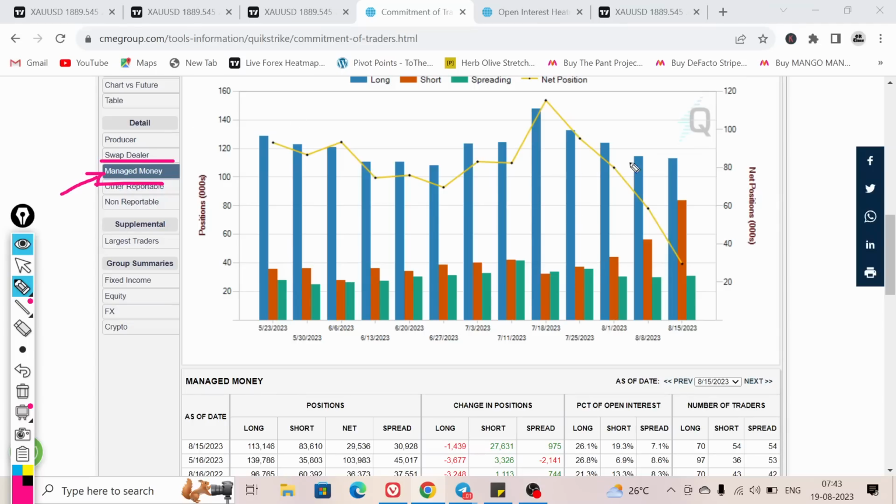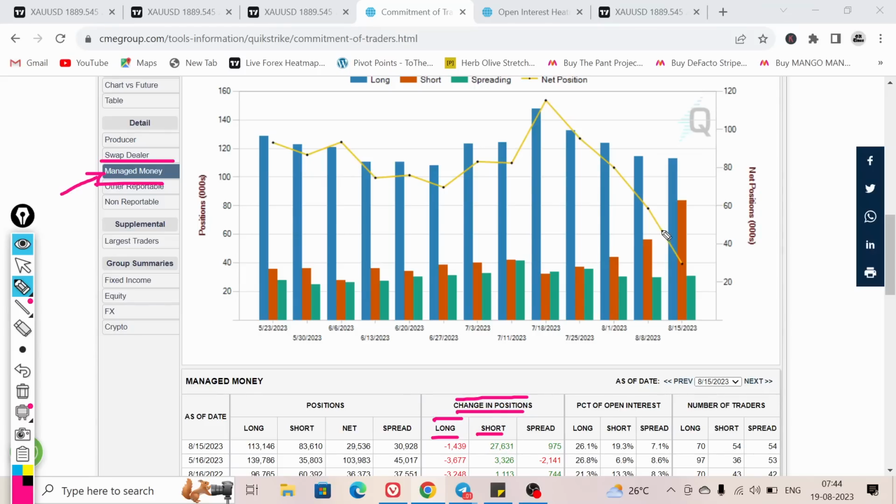Okay, so for this week, if we look into their net positions in gold, in this column you can see that in the long they are still covering their long position, or they are decreasing their positions in the long. And this time you can see they added a very big number in the short positions.